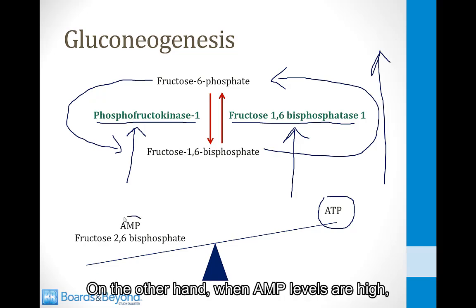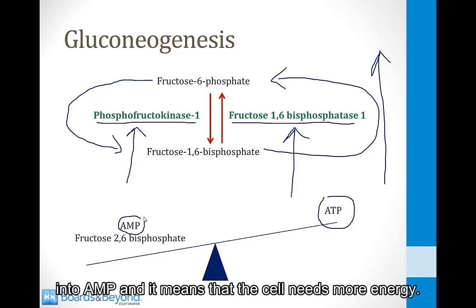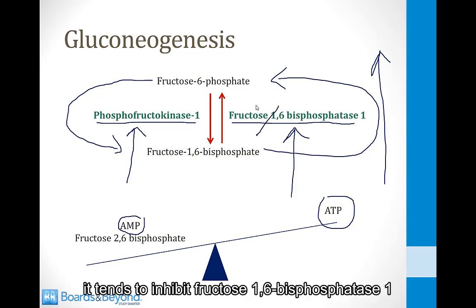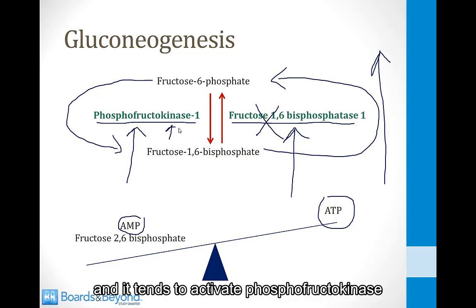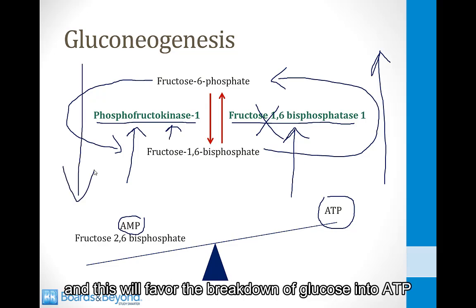On the other hand, when AMP levels are high, this means that lots of ATP is getting broken down into AMP, and it means that the cell needs more energy. Therefore, when AMP levels are high, it tends to inhibit fructose 1,6-bisphosphatase 1, and it tends to activate phosphofructokinase. And this will drive molecules in this direction, and this will favor the breakdown of glucose into ATP to replenish the cell.